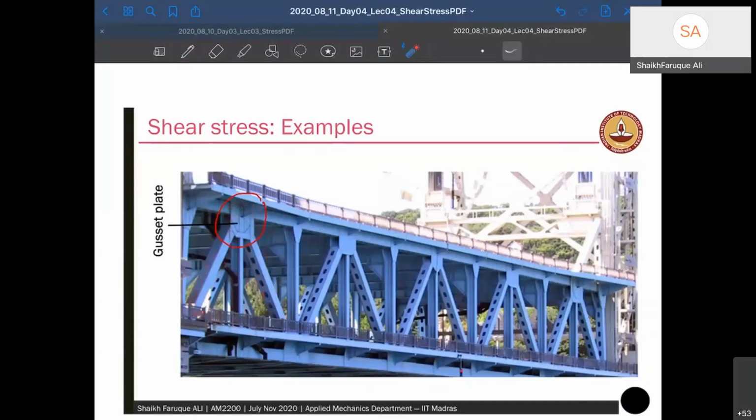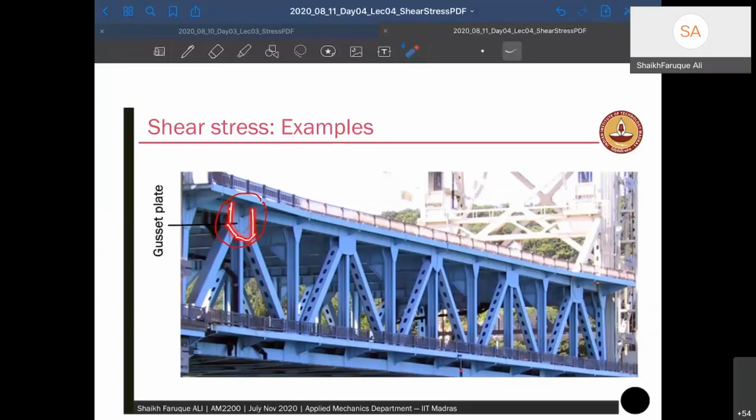Now these members have to transfer the force to this beam, or to this horizontal member. How are they going to transfer it? You cannot connect all of them directly to that member. What you do is connect using a plate. These plates are called gusset plates. They are separately designed, in such a way that they fail before the member fails. So these are all gusset plates.